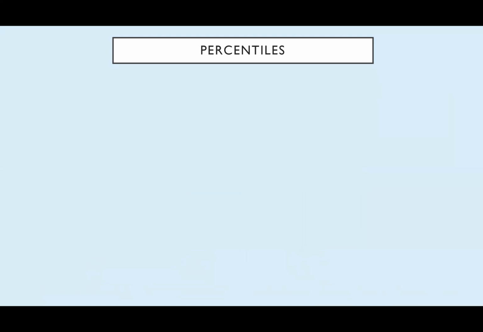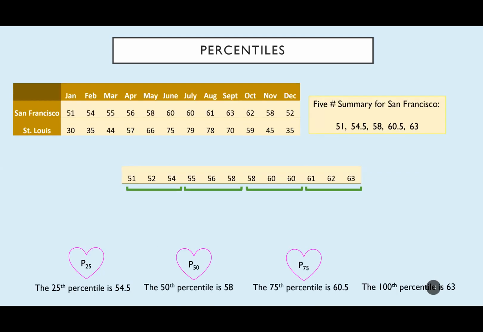As far as notation is concerned, we're going to use capital P, and then we're going to have a subscript. And the number in the subscript is going to tell us what percentage we've covered so far. So in this example, we took the 5-number summary. The 5-number summary gives us the 25th percentile, which is P25, the 50th percentile, which is P50, and the 75th percentile, which is P75. Again, I could write P100, but no one really talks about the 100th percentile. And notice that 54.5, 58, and 60.5, those are our Q1, our median, and our Q3.